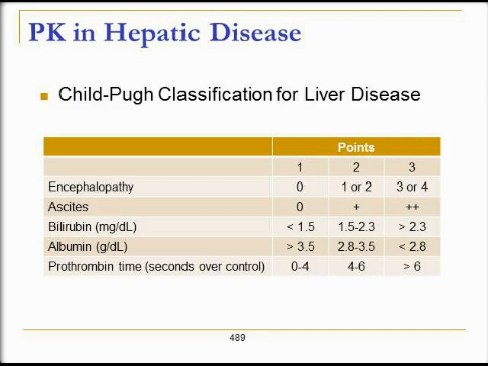Now, newer drugs will have recommendations based on Child-Pugh scores, and Child-Pugh looks at 5 liver disease characteristics: encephalopathy, ascites, bilirubin, albumin, and PT. You get 1 point for being normal. So you always should know that everyone has at least a Child-Pugh score of 5. If you're totally normal, your Child-Pugh score is 5.